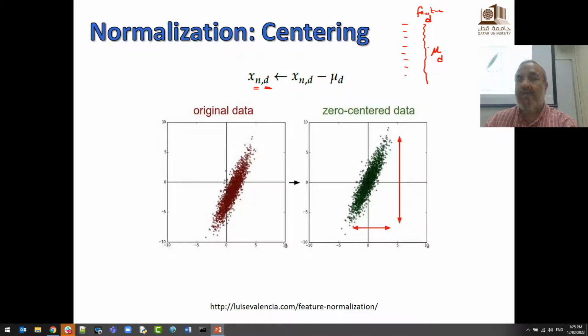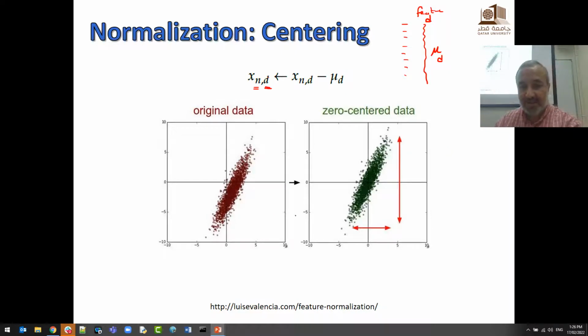Subtract the mean from every value here. After doing that, if I compute the new mean, it will be 0, because we already subtracted the original mean. So that means that we shifted the data from whatever it was to be centered around 0.